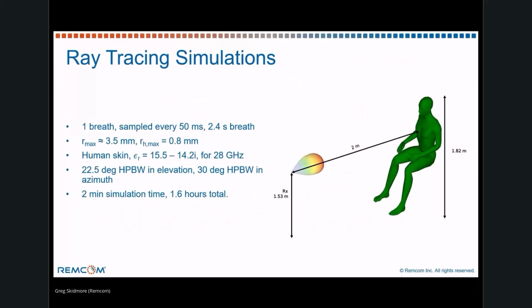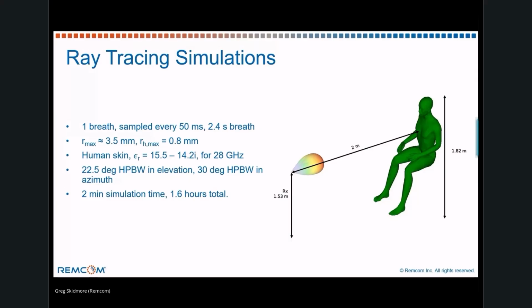For the ray tracing simulation, in this case, this is run on a local machine, so the time is a little bit larger than it would be if it was run on a cluster or a highly parallelized simulation. This is one breath sampled every 50 milliseconds to make a 2.4 second breath. So 2.4 seconds divided by 50 would be the number of simulations.